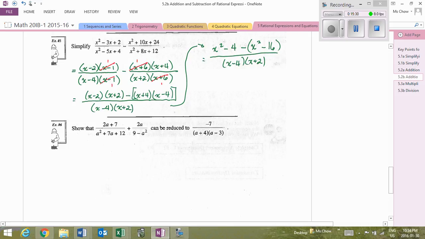So we're looking at then x squared minus x squared is nothing, and then negative 4, take away negative 16, or plus 16, is 12. So we've got 12 over x minus 4, x plus 2. And our restrictions, including all of those that we canceled out. So we've got negative 6, negative 2, positive 1, and positive 4.